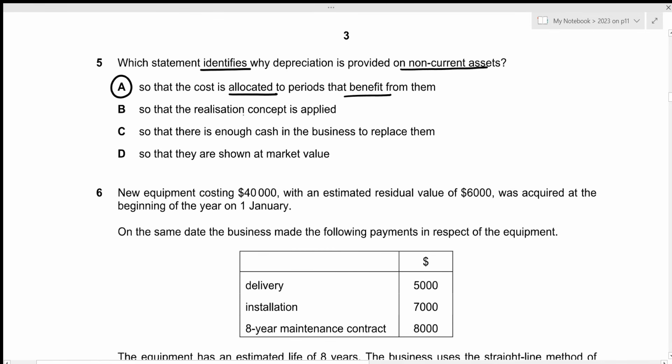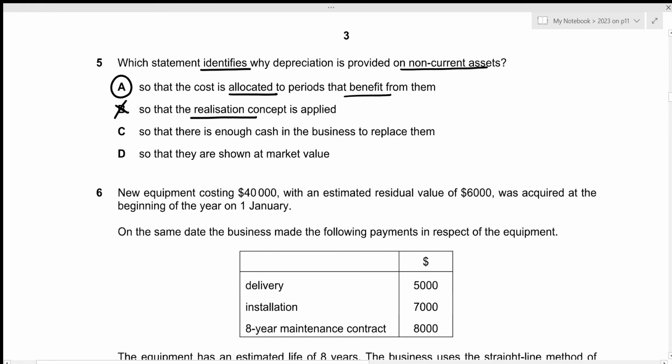So that the realization concept is applied. So realization concept is mostly used in cases of incomes or profits, but in this case, we're talking about depreciation on non-current assets, right? So realization will be in the sense that when our non-current asset is purchased, the entire cost is not shown as expense. So we cannot really say that option B is correct.